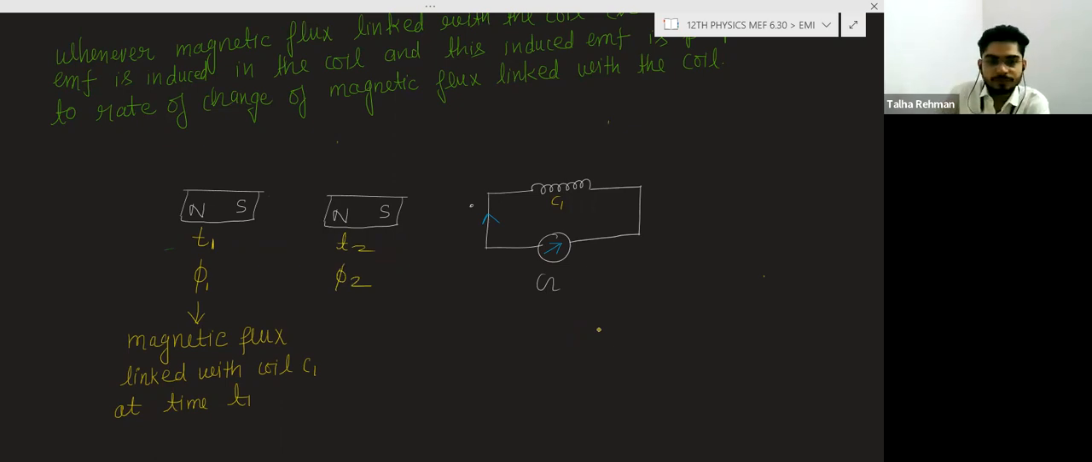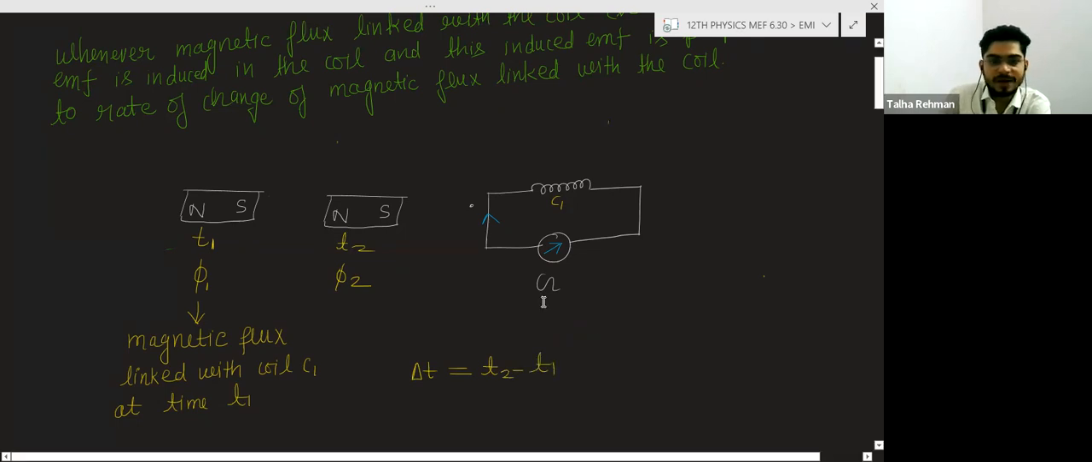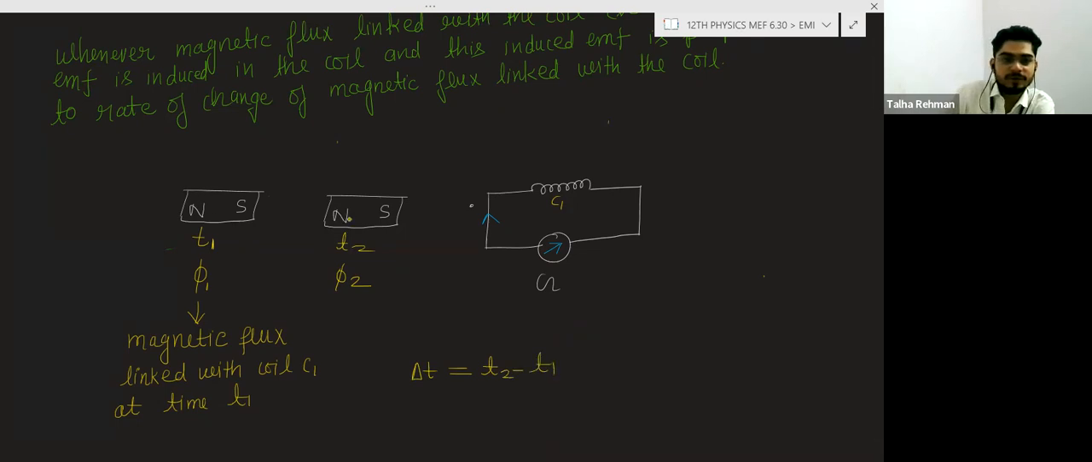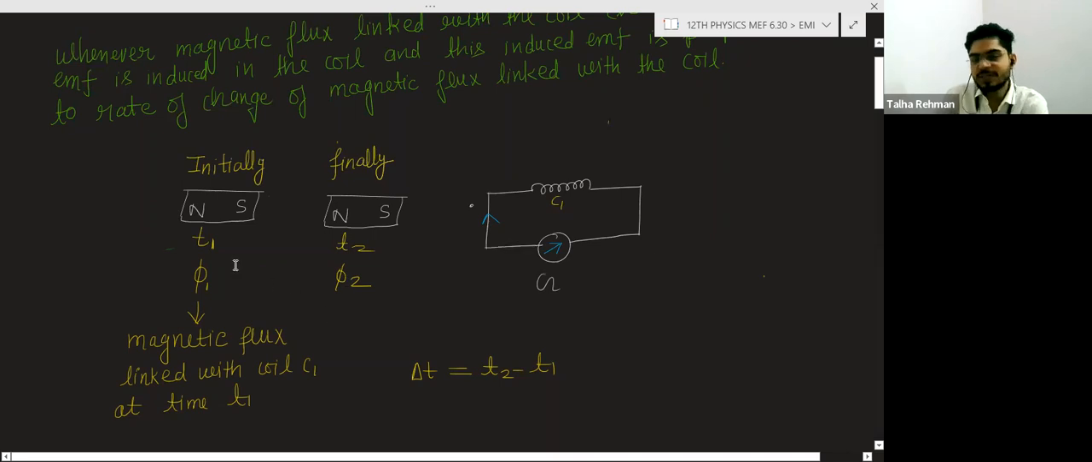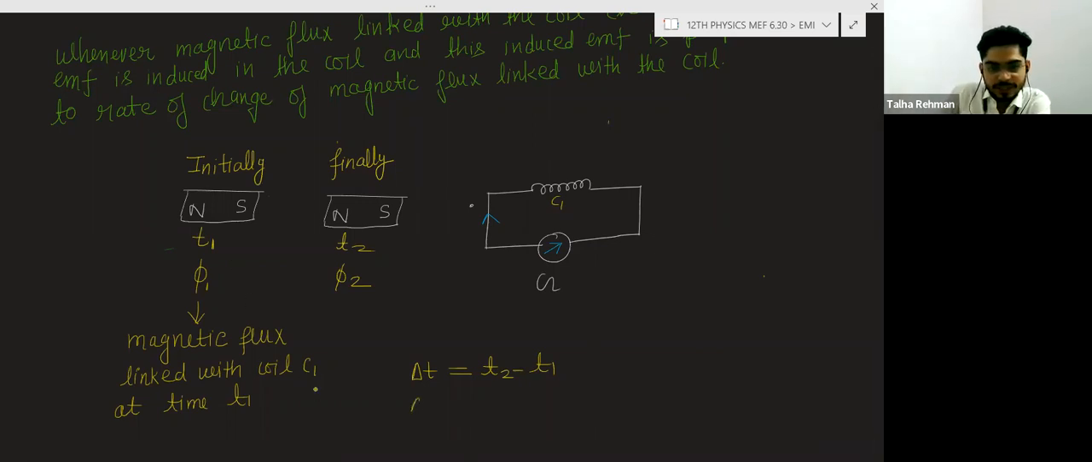Now, what is the delta t? T2 minus T1. Magnet has moved from here to here. Initially, your magnet is here. Finally, magnet is here. So, what is the change in time? This is your magnet, as your magnet is moving like this. So, change in time is delta t. Change in the magnetic flux will be phi 2 minus phi 1. Okay, this is the change in the magnetic flux.